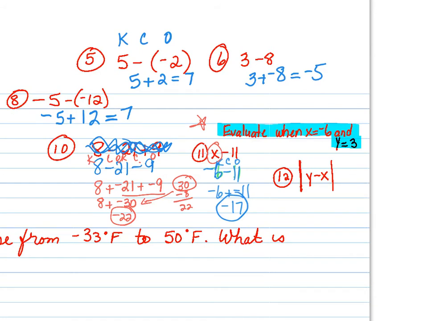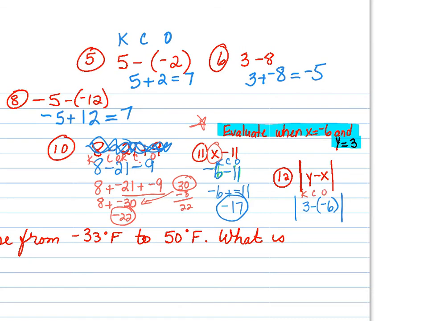Number 12 says the absolute value of y minus x. So what we're going to do is we're going to keep these bars in here. We're going to substitute 3 in for y minus x, which is negative 6. Make sure you have that in parentheses so you don't lose your sign. This is a subtraction problem. We do not want to do subtraction. We're going to keep, change, opposite.